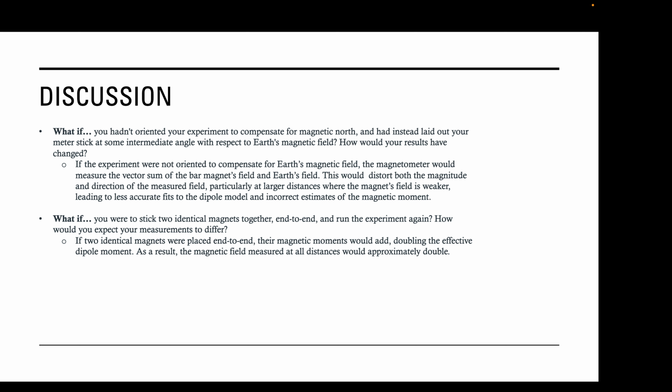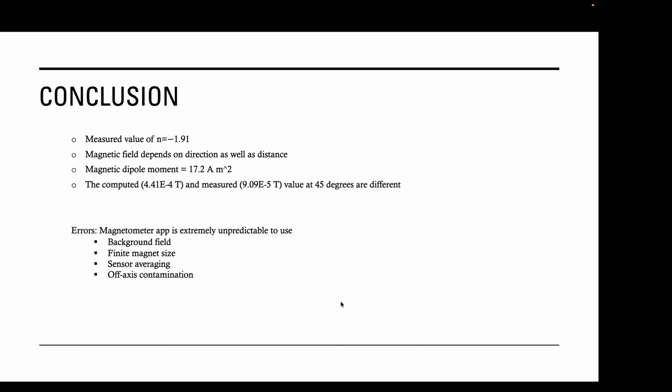What if you were to stick two identical magnets together end to end and run the experiment again? How would you expect your measurements to differ? In this case, their magnetic moments would add, and as a result, the magnetic field measured at all distances would approximately double. In conclusion, the measured value of n is equal to negative 1.91.